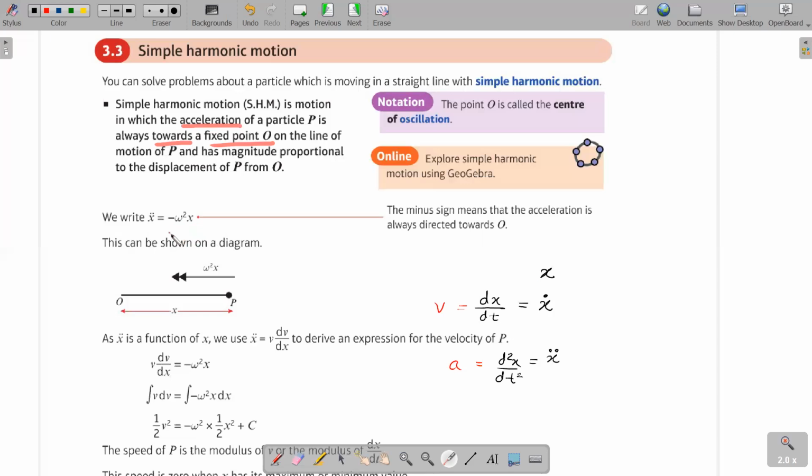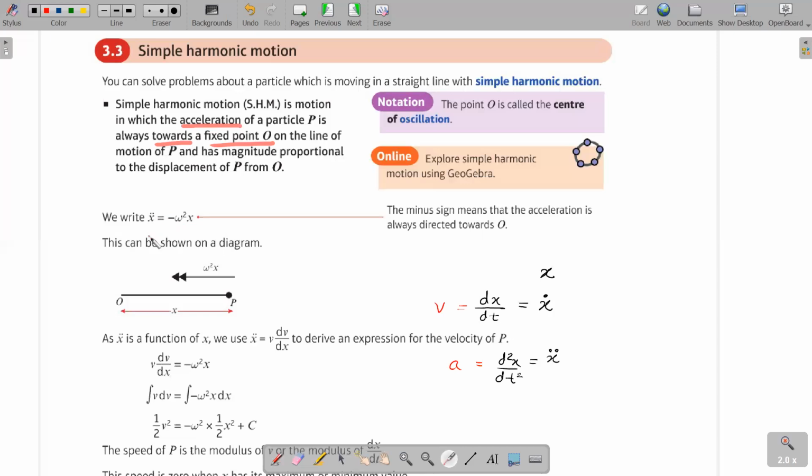Why have they given the negative sign? The negative sign is because the acceleration is directed towards the origin. Do you recall this from the first chapter? If the acceleration is directed towards the origin, we gave it a negative sign. If it's directed away, it was positive.